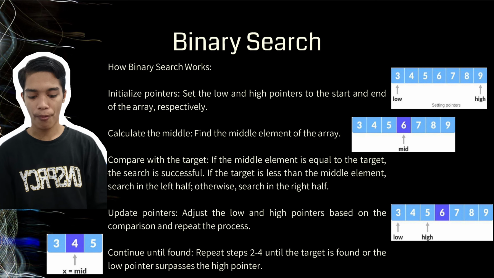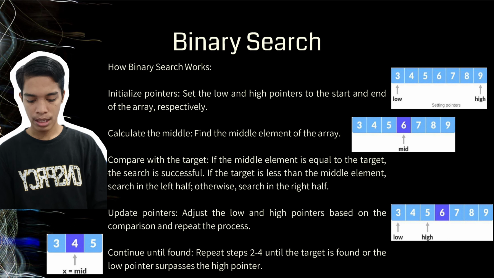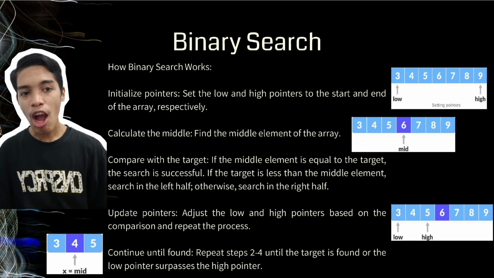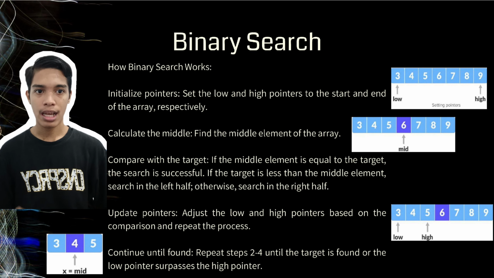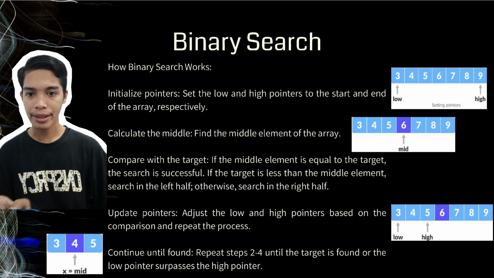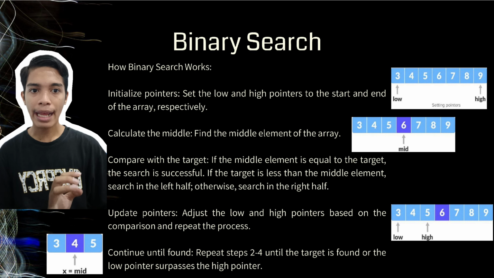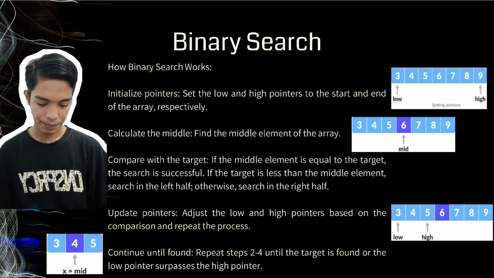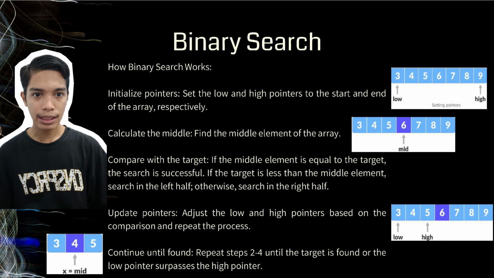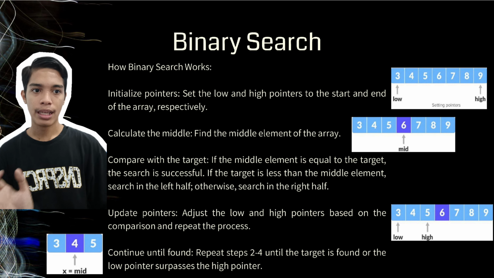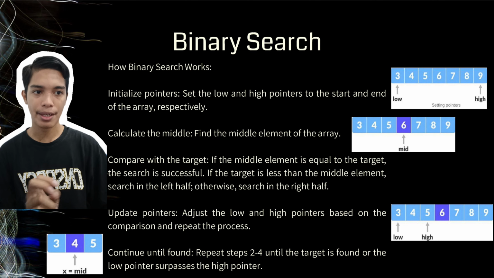How does binary search work? The first step is to initialize the pointers: low and high pointers at the start and end of the array. The next step is to calculate the middle, the middle element of the array.